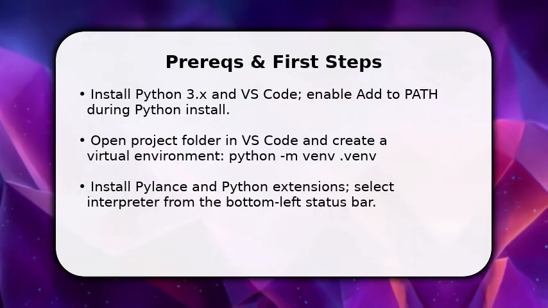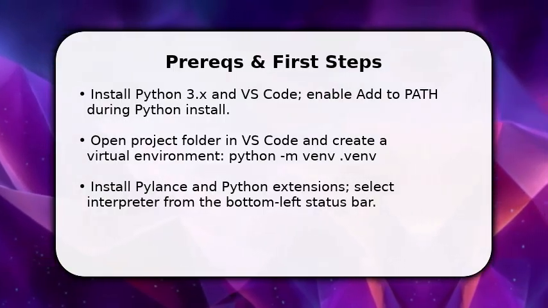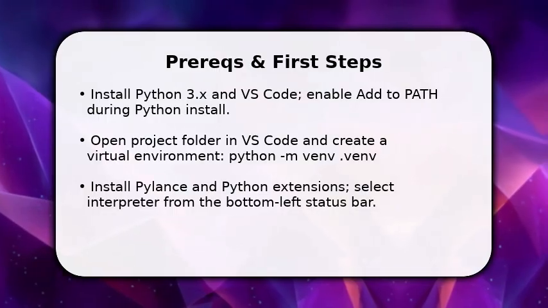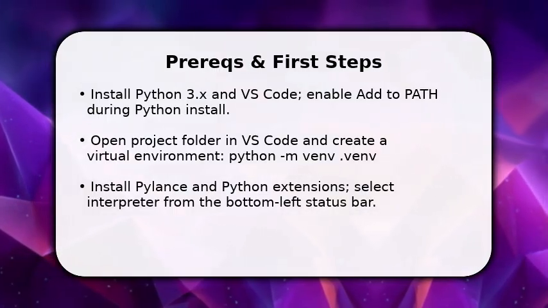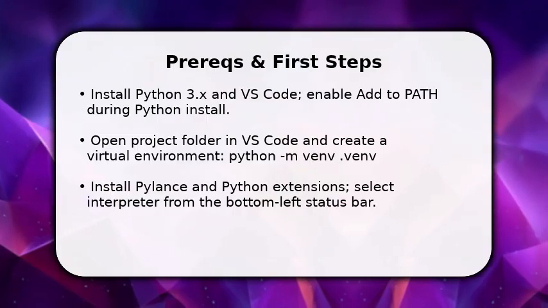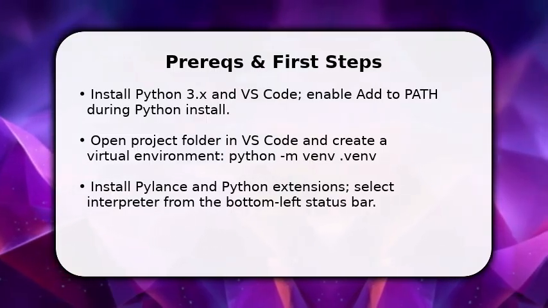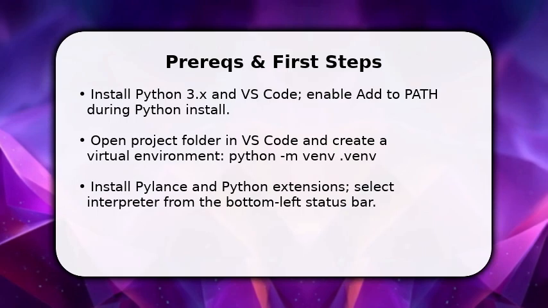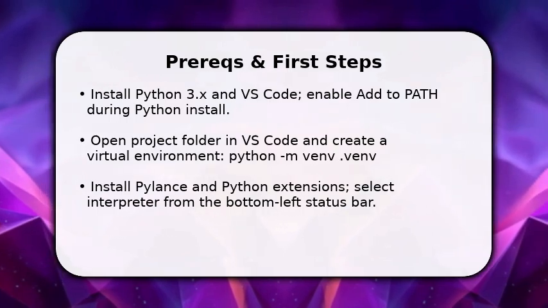Then install the Python extension and Pylance for fast IntelliSense. Make sure to select the venv interpreter from the status bar. This gives you correct auto-completion, type checking, and the proper environment to run and install packages without breaking global Python.